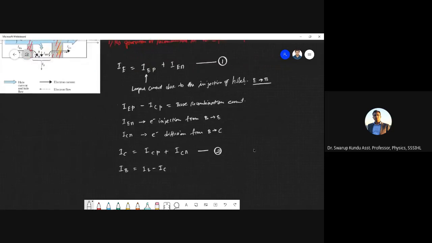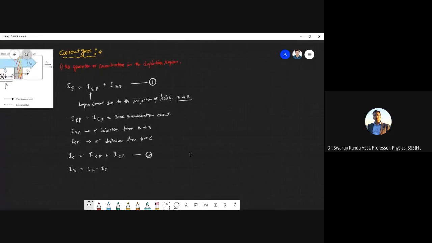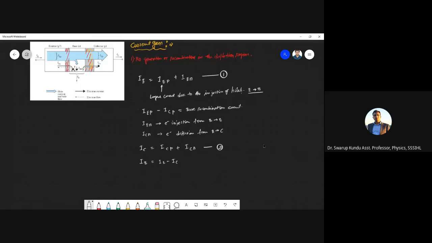Now, if you put all these parameters, okay, let's do it on the right side. I'll move to this side. So you can go ahead here. So IE, if I write, IE is IEP plus IEN, right? Minus IC, I have two factors. So ICP minus ICN, right?